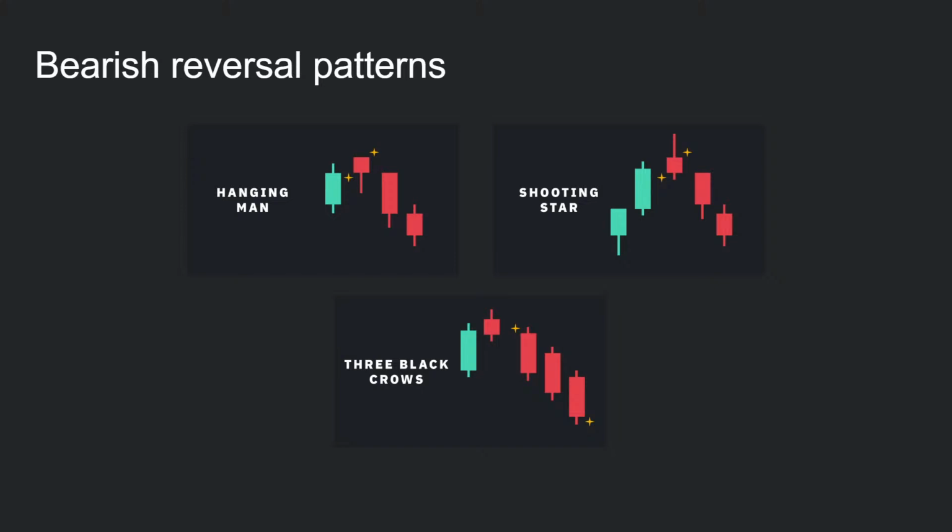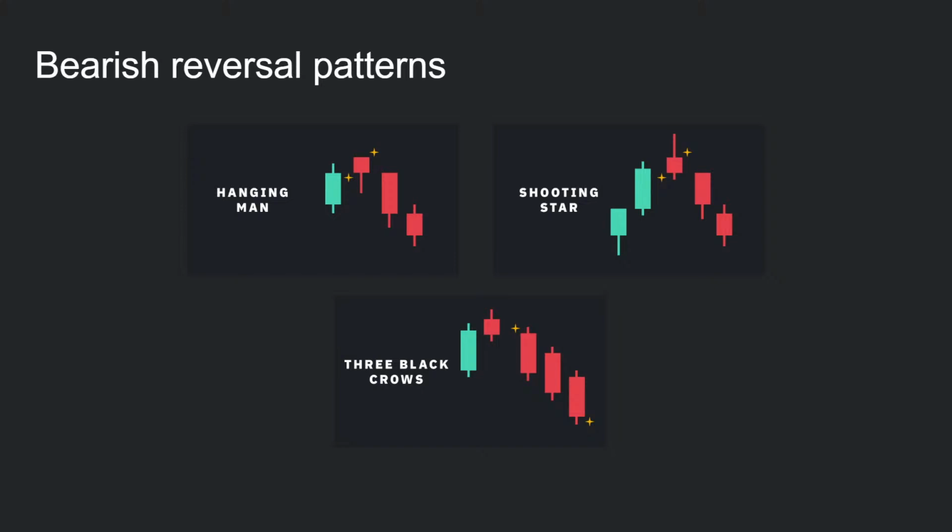So the hanging man is like the bearish version of the hammer, but instead of coming from a downtrend, we are coming from an uptrend that slows down and reverses to the downside. Then we have the shooting star as the bearish equivalent of the inverted hammer. So again, coming from an uptrend, the buyers get exhausted, sellers start to step in, and the market drops.